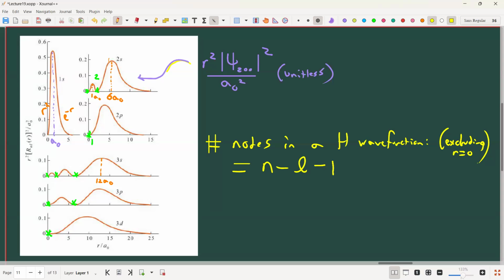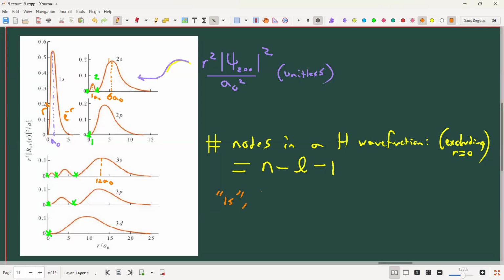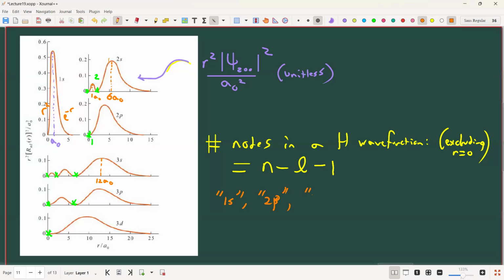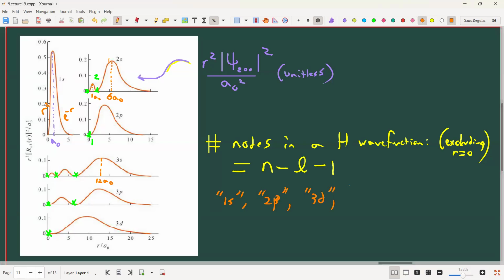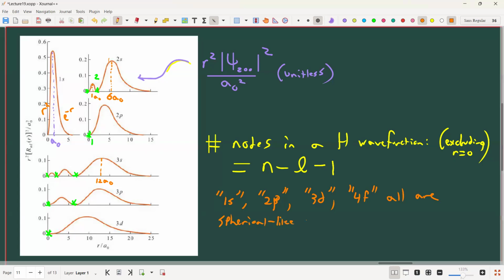So what I like to think about is that the 1s, 2p, 3d, 4f are all spherical-like with no nodes.